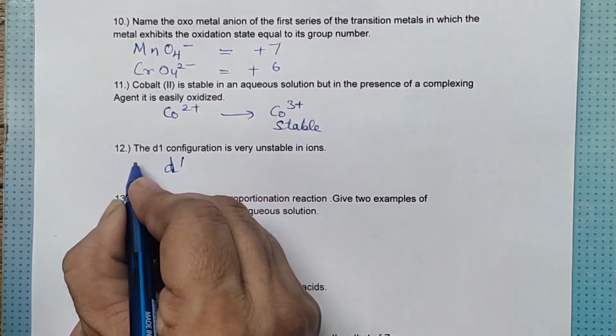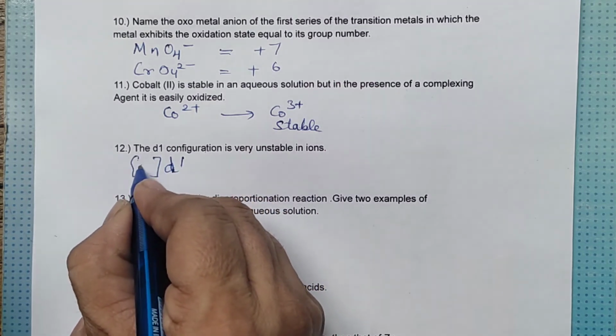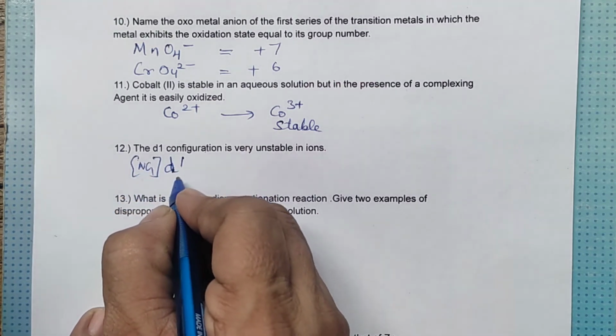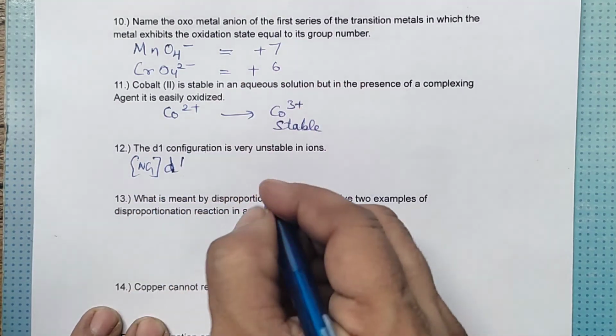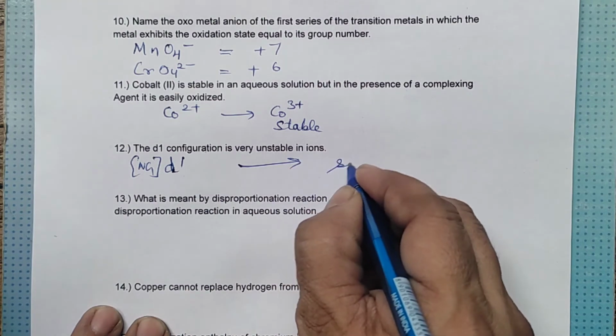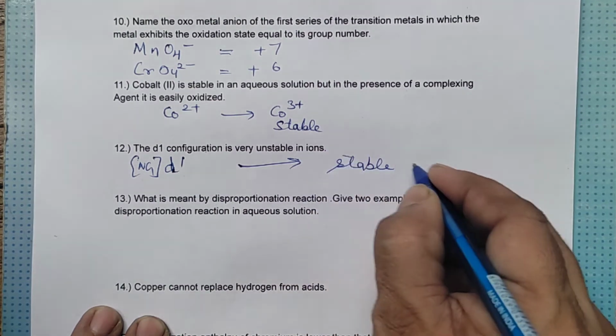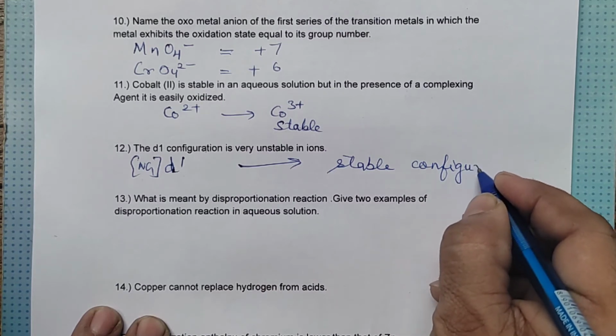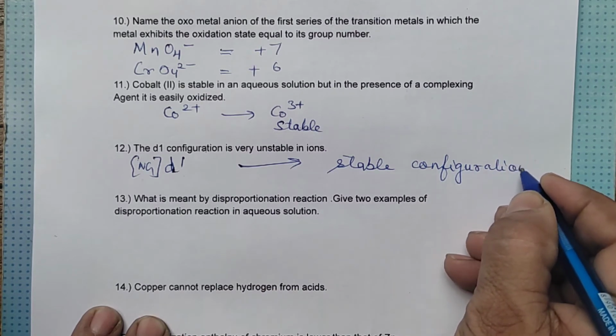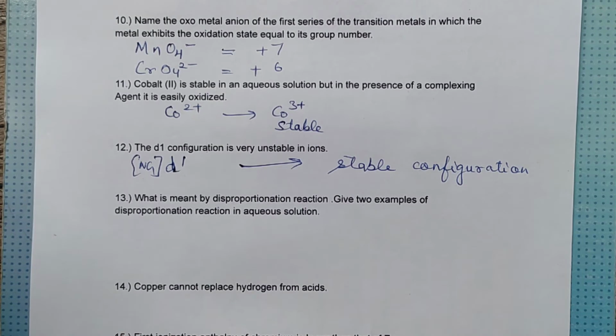Next, d1 configuration is very unstable in ions, because after the loss of this one electron, after it loses that d1, normally what is there? Some noble gas configuration plus d1. So it has to be unstable, because after losing one d1 electron it results in the formation of the stable configuration, therefore it always prefers to do that. It's very unstable and prefers getting stable.